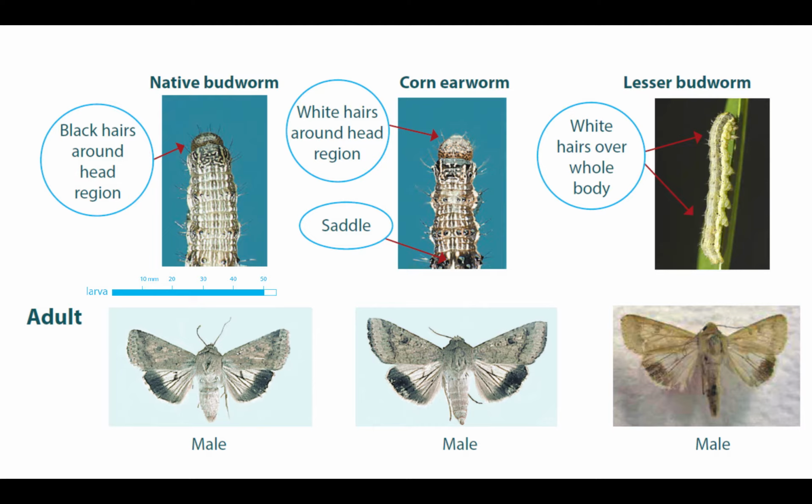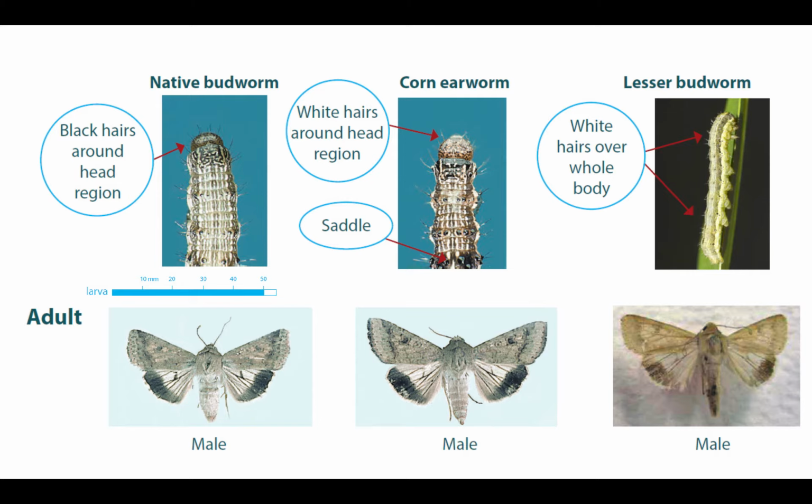They're bumpy with hairs. What you have also is the corneal worm. Now that's really important to distinguish these two species. The corneal worm is not present very often in Western Australia. However, it's resistant to quite a number of insecticides. So you do need to be able to tell the difference between a native budworm and a corneal worm. Now, the other thing that a corneal worm has is a saddle. It's this darkened patch on its body.